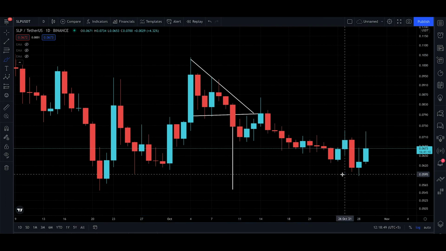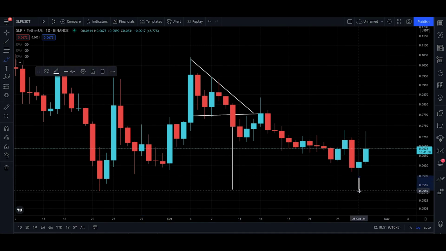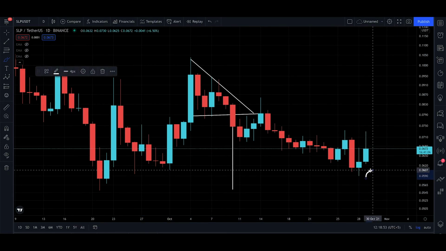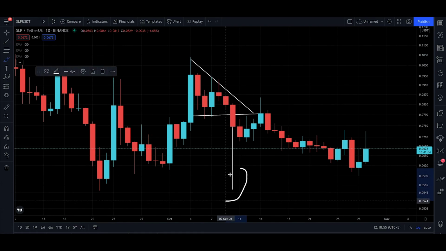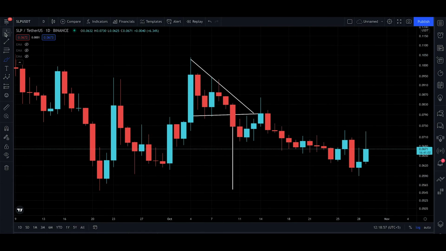Do you see that? Very, very near to the target, but I don't think we're gonna go any further down because we've made the reversal. So this one has been met. We've ended everything. Now SLP, what is it gonna do? I told you in the next part.